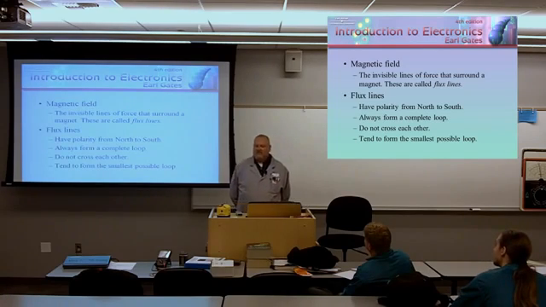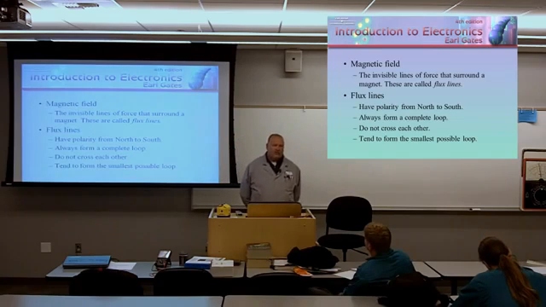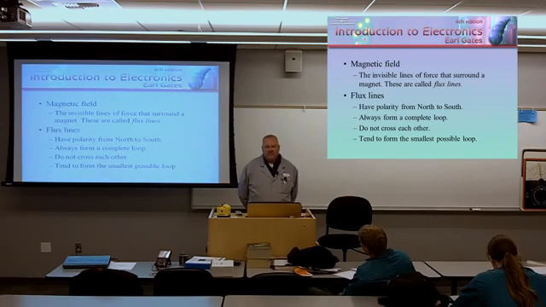These flux lines have polarity, and that polarity is north to south. North to south, and it always forms a complete loop. They do not cross each other, and they tend to form the smallest possible loop.